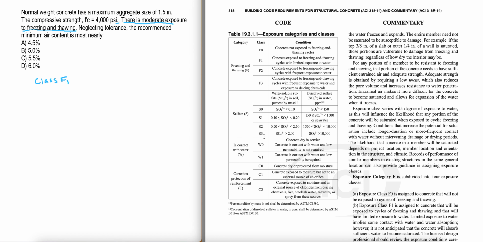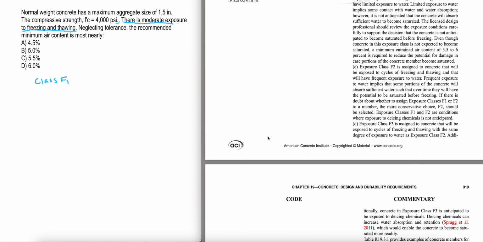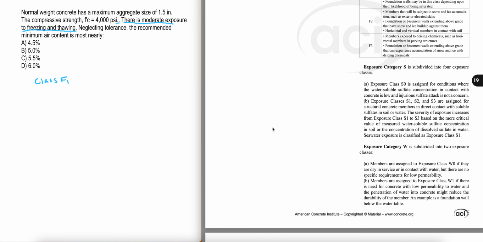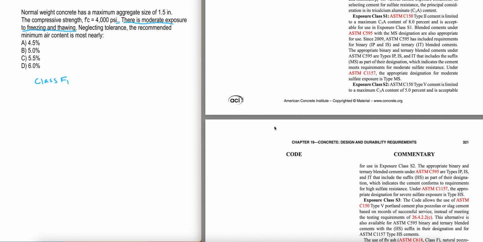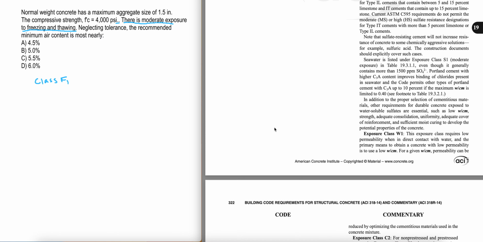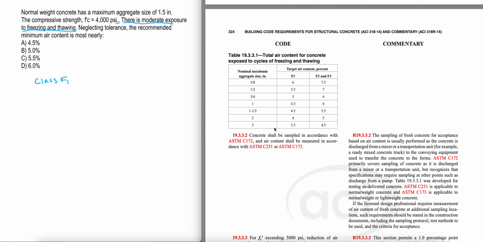Okay, so now that we know that we're class F1, we can figure out what the air content should be for that class. So we want to go down to table 19.3.3.1. Right here. Total air content for concrete exposed to cycles of freezing and thawing. And that's exactly what we're looking for, right? So based on the nominal maximum aggregate size, we get target air contents provided to us.